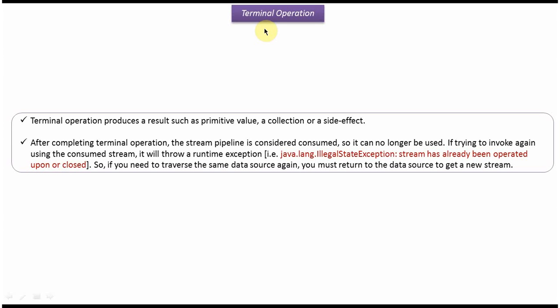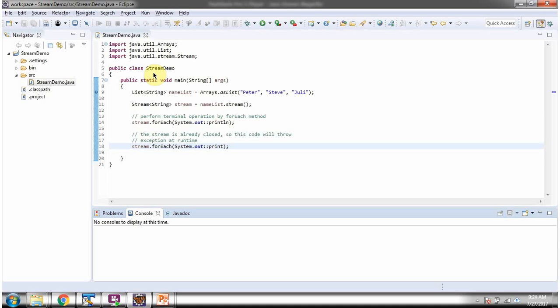Hi, in this video tutorial I will cover what will happen if we perform a terminal operation on the stream more than one time. Here I have defined the class StreamDemo. I am running this program in debug mode.